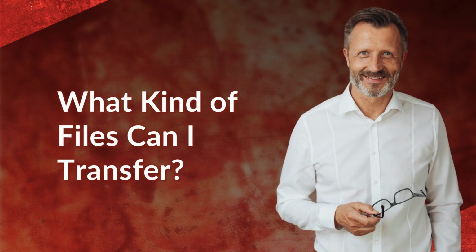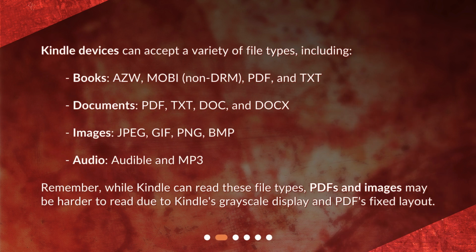What kind of files can I transfer? Kindle devices can accept a variety of file types, including books: AZW, MOBI, non-DRM, PDF, and TXT; documents: PDF, TXT, DOC, and DOCX; images: JPEG, GIF, PNG, BMP; audio: Audible and MP3. Remember, while Kindle can read these file types, PDFs and images may be harder to read due to Kindle's grayscale display and PDF's fixed layout.